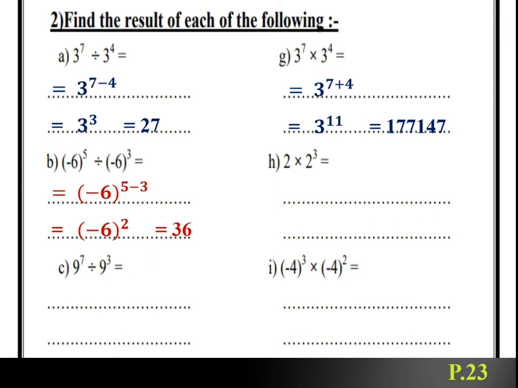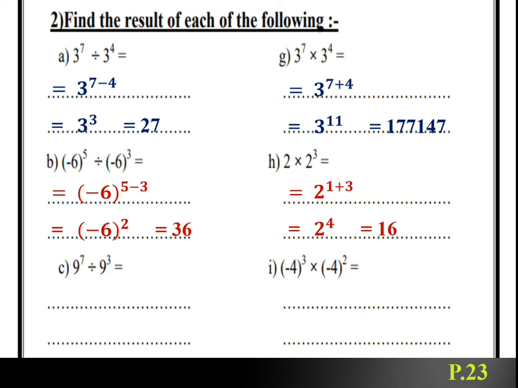And here in letter H, here we have 2 and 2 power 3. We have same bases and multiplication sign between them. So we have some steps. The first step, the multiplication sign means add the powers. Excellent. The first number here was power 1. I said before that any number without power means power 1. So 2 power 1 times 2 power 3 is equal to power 1 plus 3. 1 plus 3 equals 4. So the second step will be 2 power 4, which is equal 16.